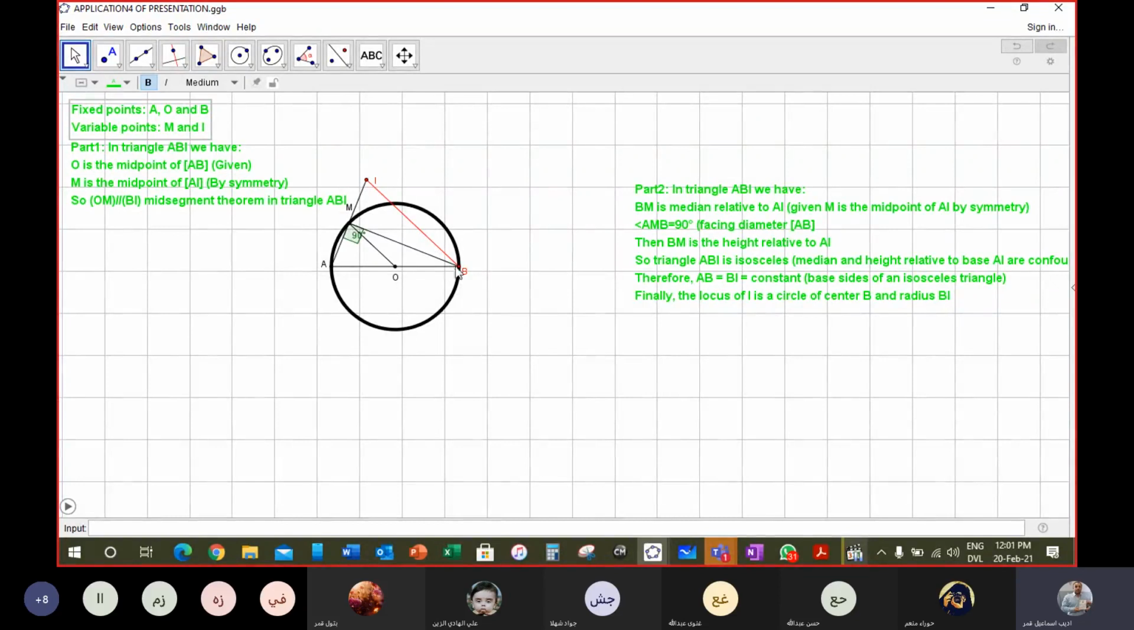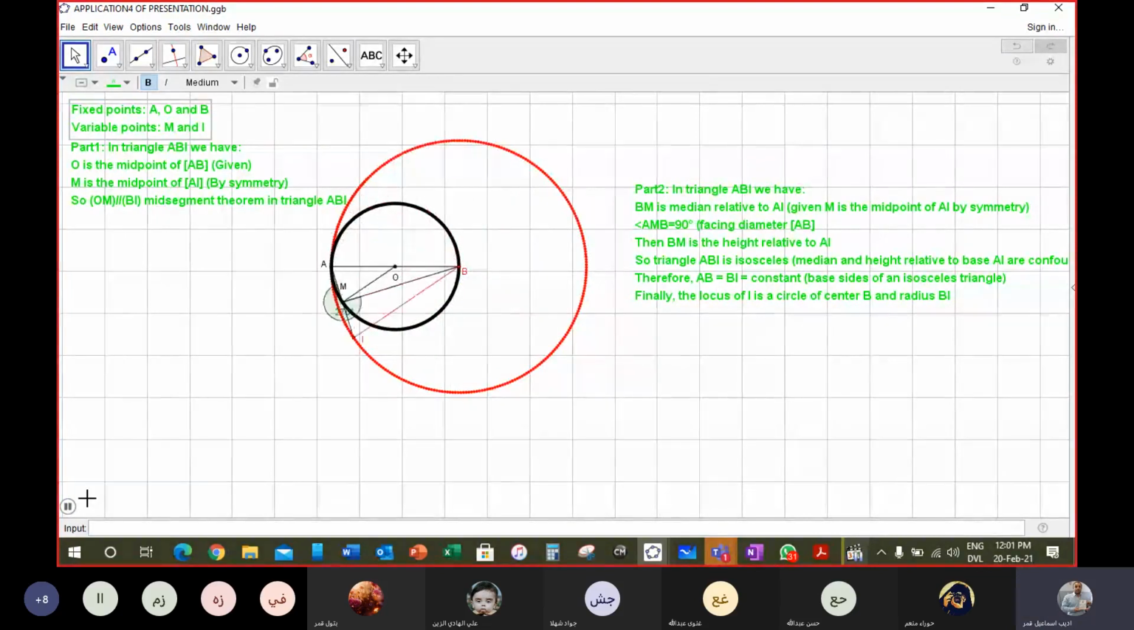B is a fixed point and I is moving. So where does I move? On a circle of center B and radius BI. Finally, the locus of I is a circle of center B and radius BI. I'll turn on the figure so we can see it. See where I moves? This red circle is the locus of I, the circle of center B and radius BI.